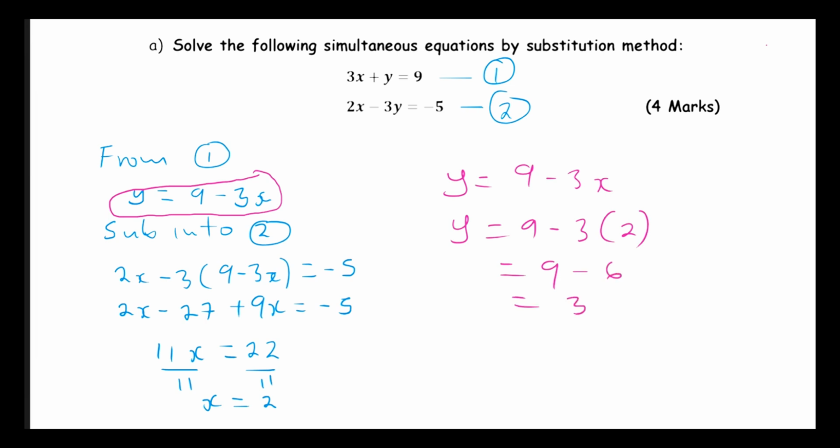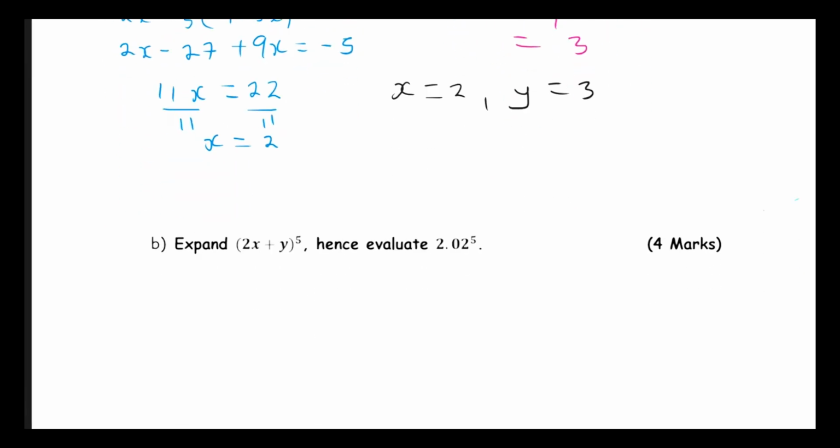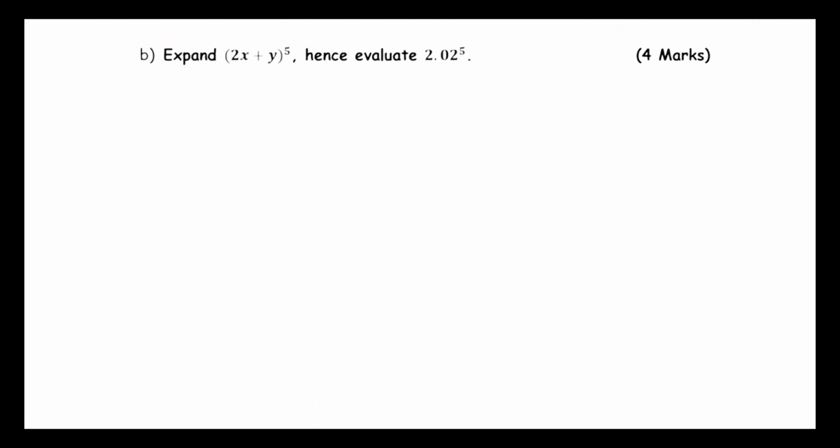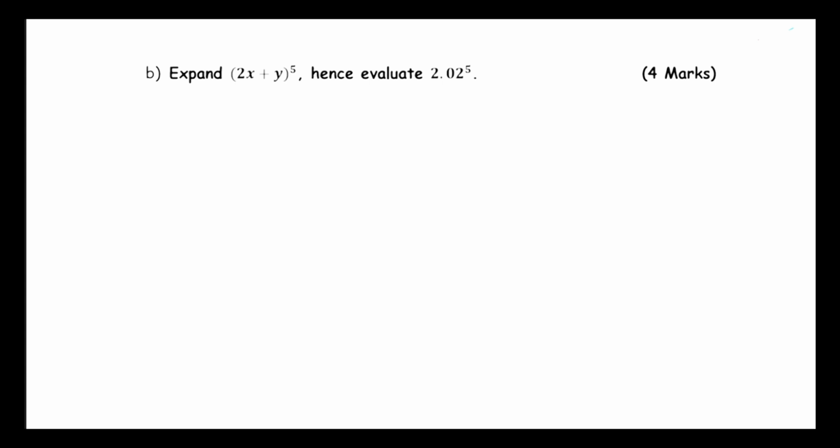So what we have here now is that x is equal to 2 and y is equal to 3. So let us now move on to the next question in this paper. So the next question is about binomial expansion. You are required to expand (2x plus y) raised to power 5.